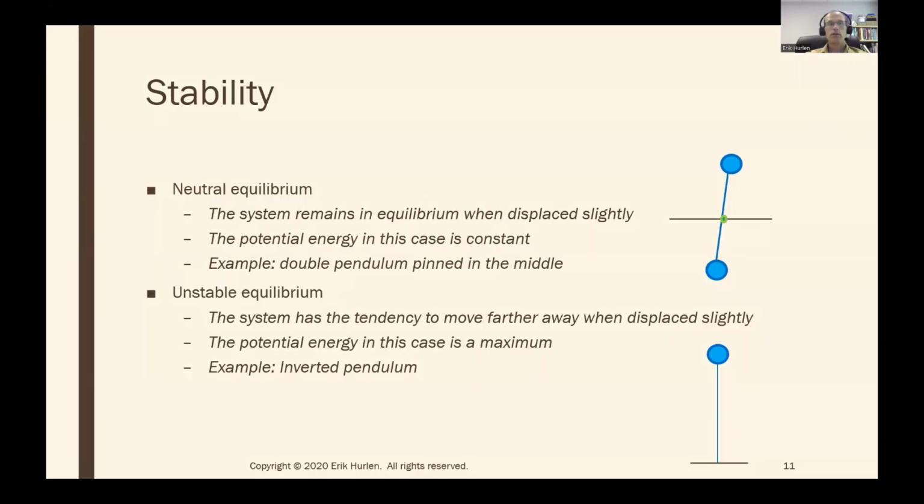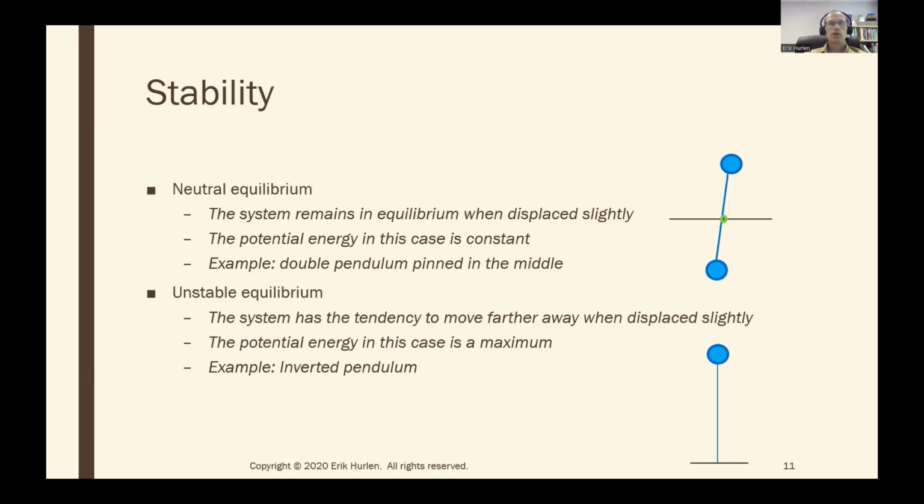On the other hand, if you stand a pendulum straight up, that is also an equilibrium position. However, if this position is displaced, gravity will tend to push the object even further from equilibrium. This is an unstable equilibrium position. Again, here, it is interesting to note that the potential energy of this position is a maximum, again meaning the derivative is 0.